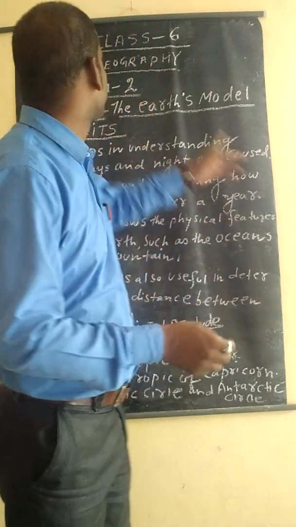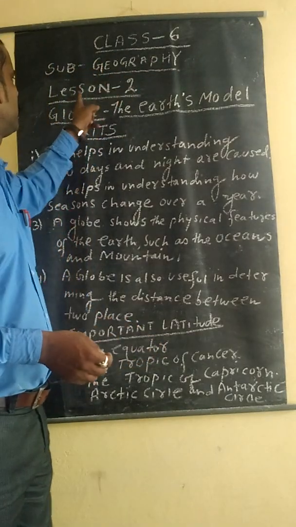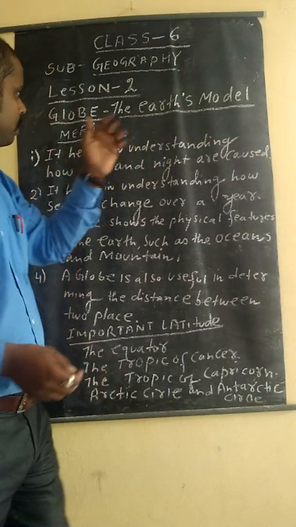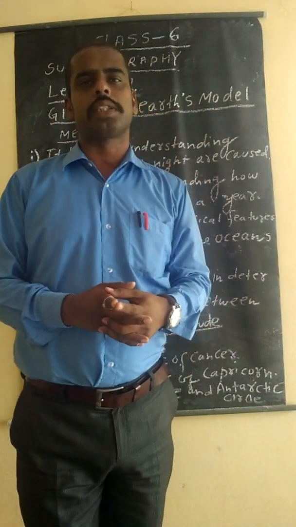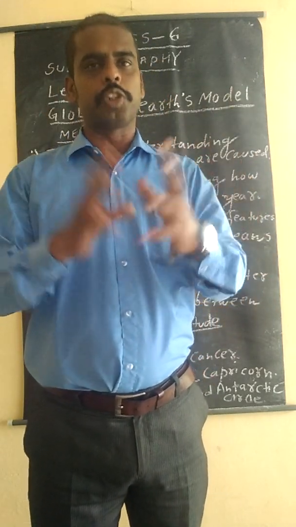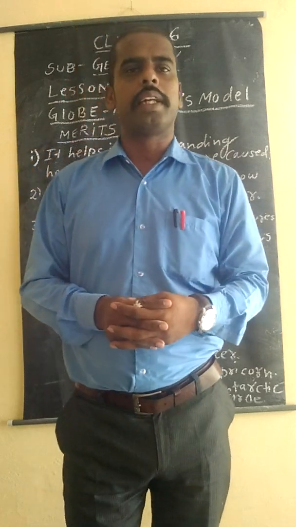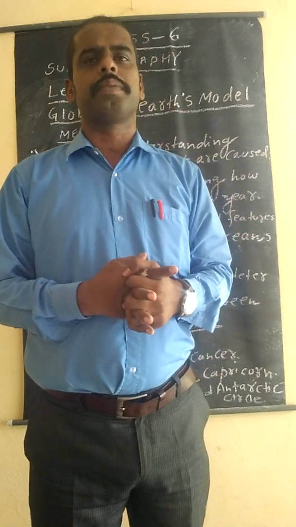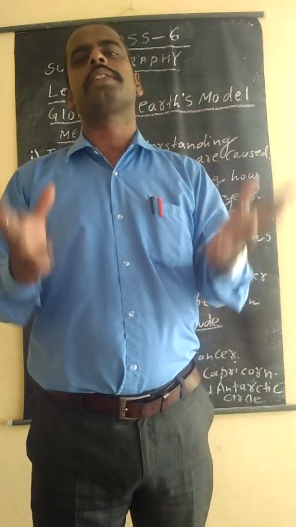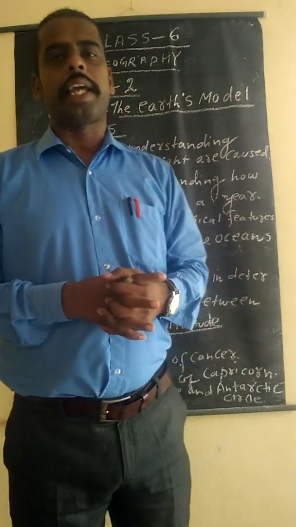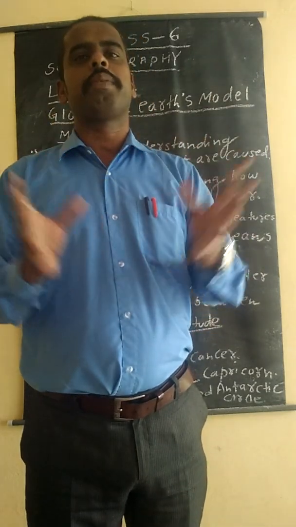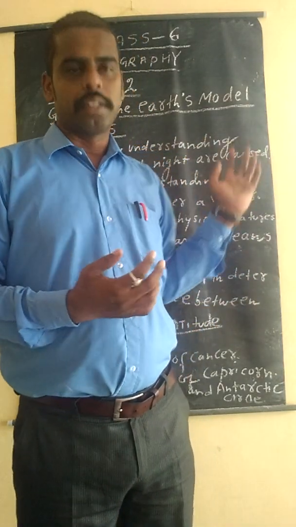Today I am going to teach you class 6, subject geography, lesson 2, topic globe, the Earth's model. You know Earth. The Earth is a unique planet in our solar system, and the temperature on Earth is very suitable for the survival of all living things. On this Earth there are many landforms: plains, plateaus, mountains, valleys, gorges, canyons, V-shaped valleys, U-shaped valleys, oxbow lakes. Many kinds and varieties of things are found on this lovely Earth.